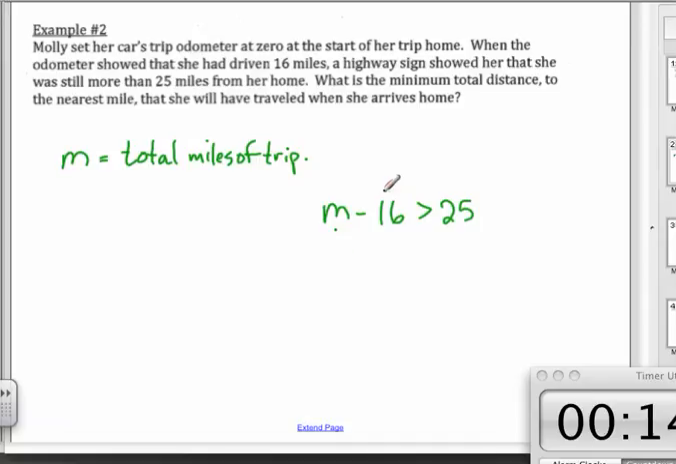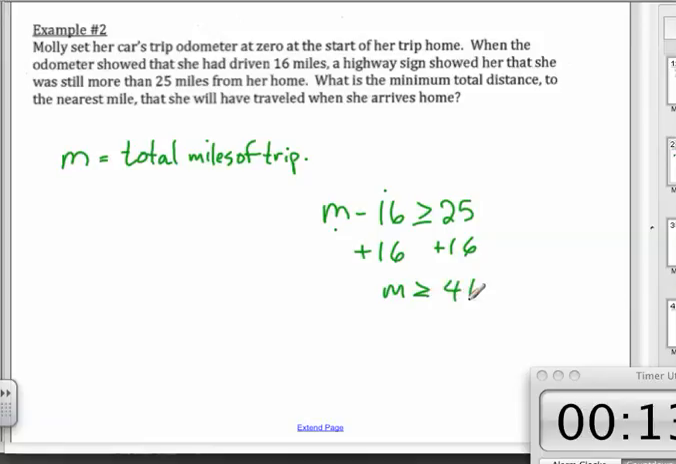Add 16 to the side. Good. And I'm going to get that M has to be greater than 41. Well, now, wait a minute. It said a minimum distance. It didn't say that it had to be more than 25, right? It just had to be greater than or equal to 25, right? Because it said minimum, I need to say greater than or equal to, because it could be 25. All right, so then it has to be greater than or equal to 41.